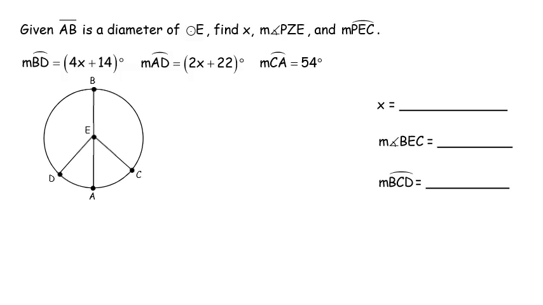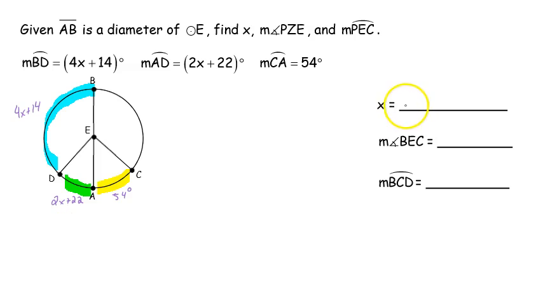In this video we are focusing on arc addition, so recognizing arc measure. Going ahead and starting, we do have three pieces of information given to us. We want to label those pieces of information. Arc BD means start at B, go along the edge of the circle to D. We have been told that that arc has a measure of 4x plus 14. Arc AD, start at A, go to D, so this smaller arc here, it's another minor arc, has a measure of 2x plus 22, and that arc CA, this arc here, has a measure of 54 degrees.